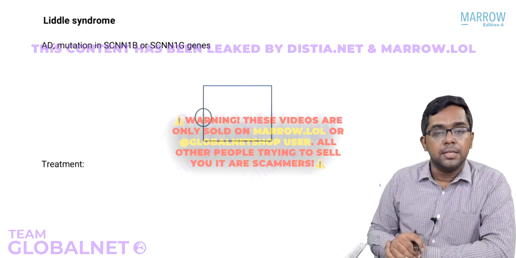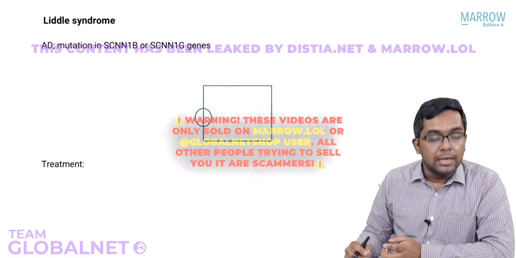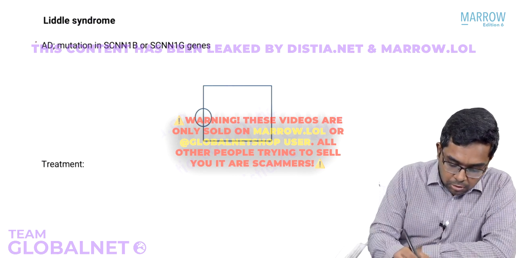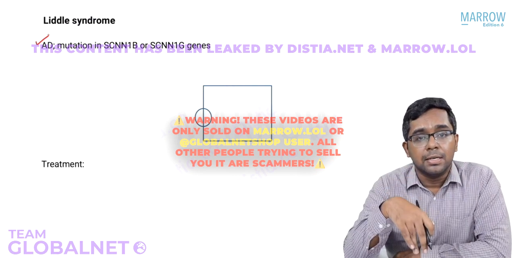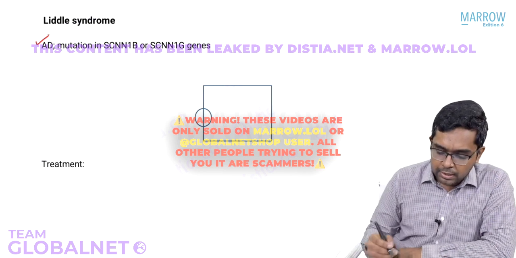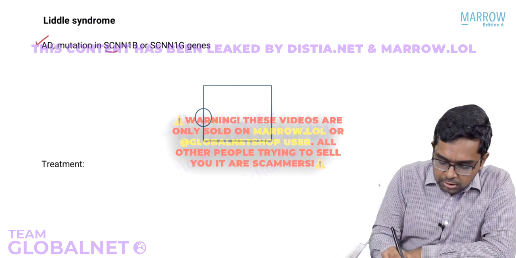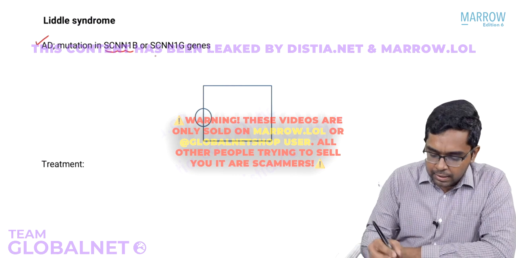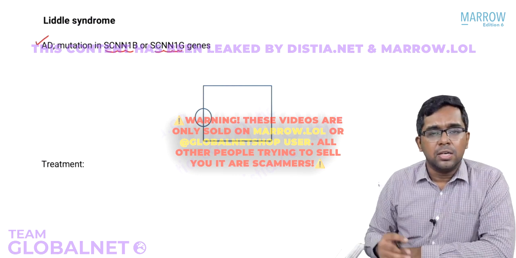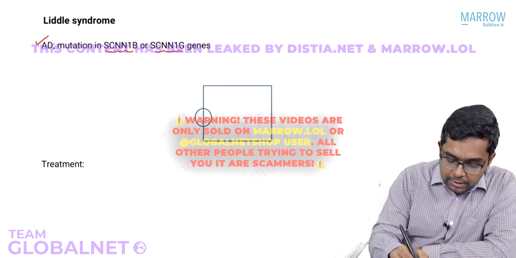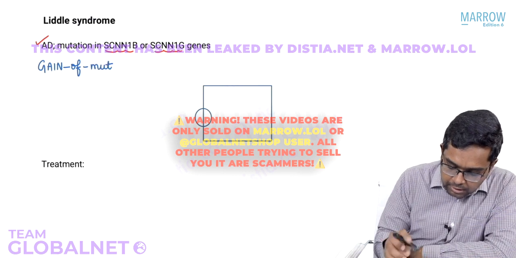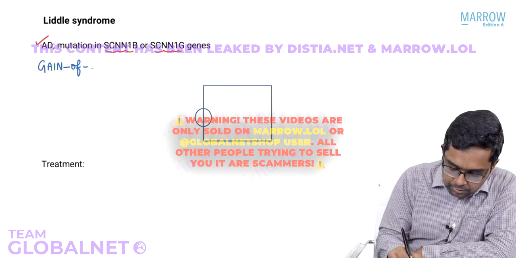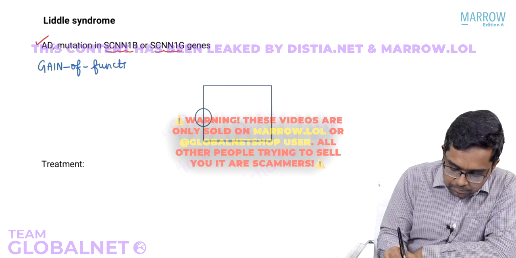We now look at the last inherited tubular condition, that is Liddle syndrome. Now this is an autosomal dominant disorder. Please remember, Bartter syndrome and Gitelman syndrome are autosomal recessive disorders, but this is an autosomal dominant condition. It is caused by mutation in genes called SCNN1B and SCNN1G. Basically, it is going to result in gain of function. Previously I was saying loss of function, right? But this is a gain of function mutation. That is the point.